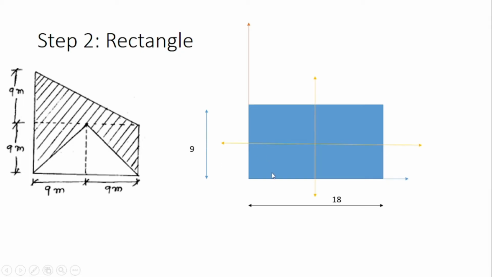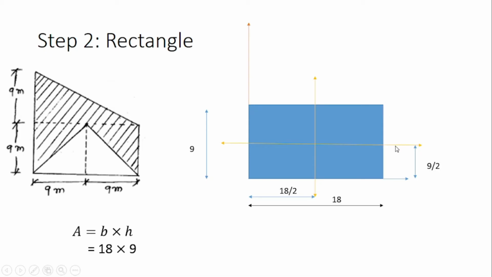Now we'll find out the location of the centroidal axis from the reference axis. So this is your reference axis. From this point we'll find this distance. This is equal to half of the base, so it is 18 divided by 2, and this height is equal to total height divided by 2, so it is 9 by 2. Here it is.